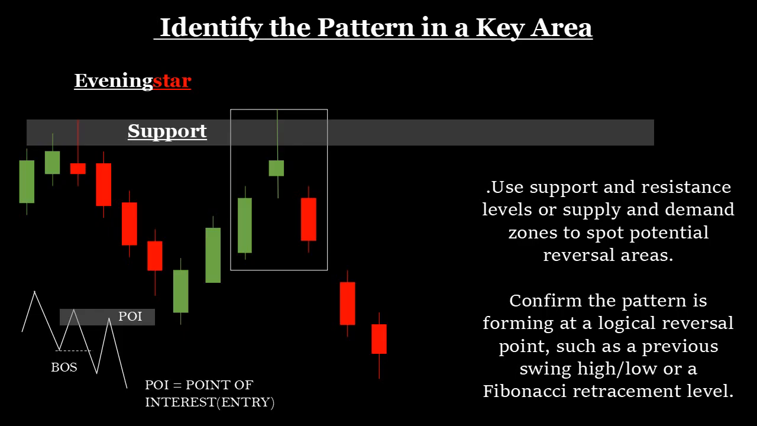Step 1. Identify the pattern in a key area. Use support and resistance levels or supply and demand zones to spot potential reversal areas. Confirm the pattern is forming at a logical reversal point, such as a previous swing high-low, or a Fibonacci retracement level. This ensures that the pattern is more likely to result in a meaningful reversal.